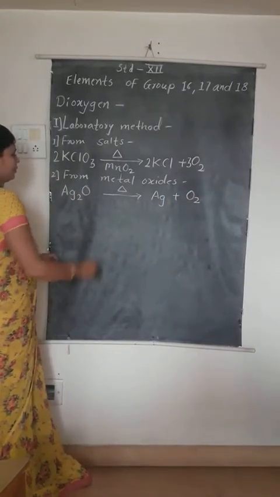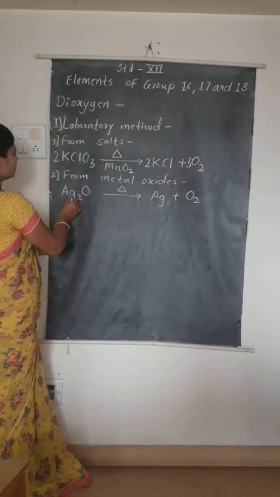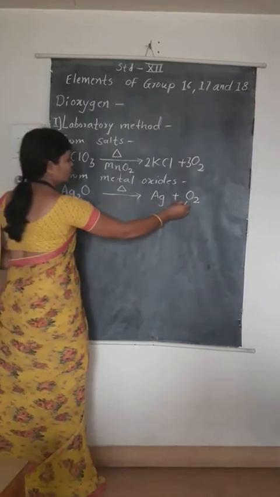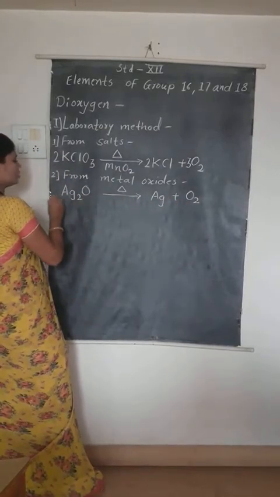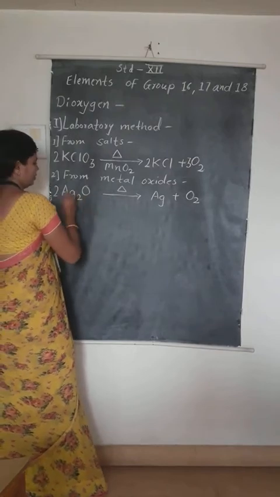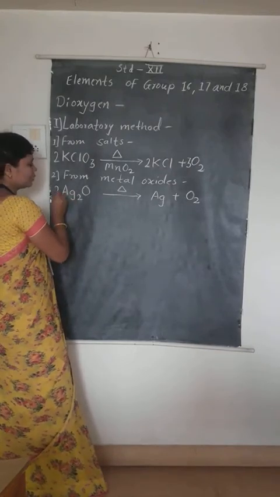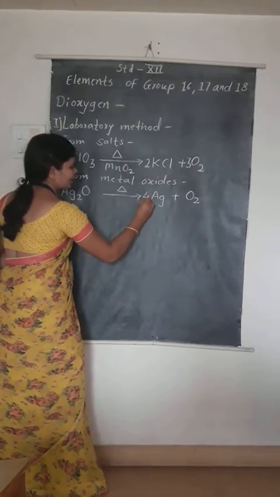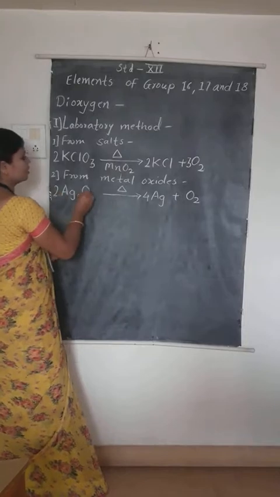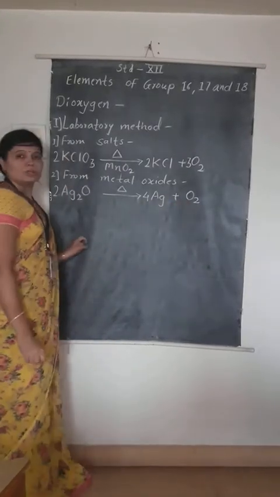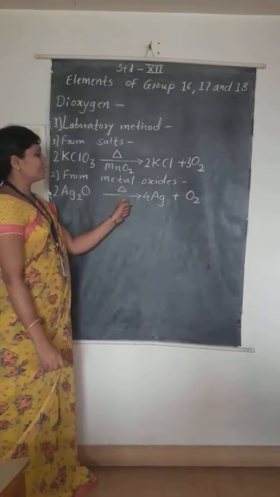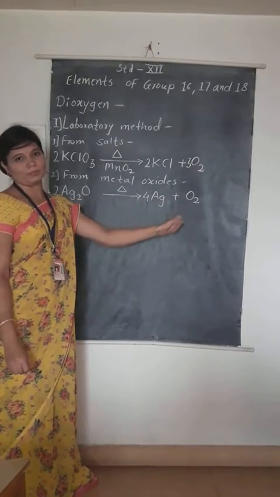Now see here, the number of silver atoms is 2, here only 1; the number of oxygen atoms is only 1, here 2. So to balance the oxygen atoms, take the coefficient of silver oxide as 2. So here the number of silver atoms becomes 2 into 2, 4. To balance silver atoms, take the coefficient of silver as 4, and along with these 2 oxygen atoms, here also 2 oxygen atoms. So silver oxide when heated at high temperature decomposes to evolve oxygen.